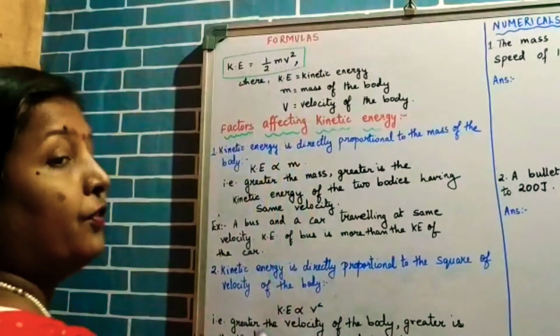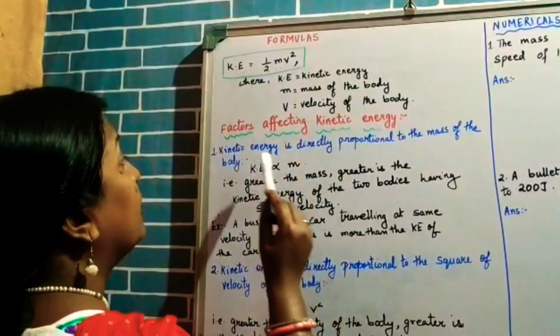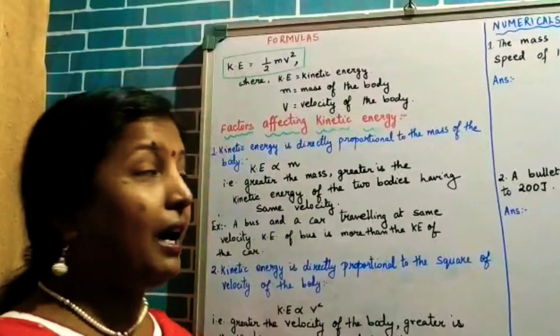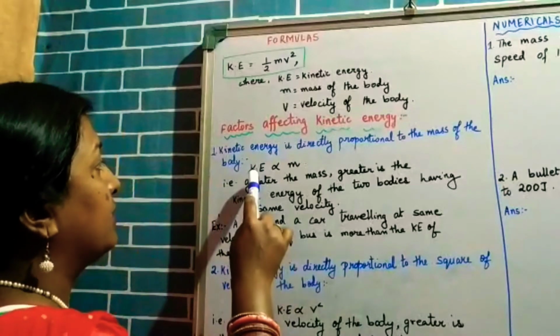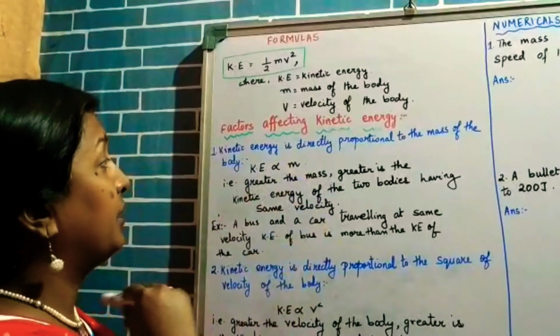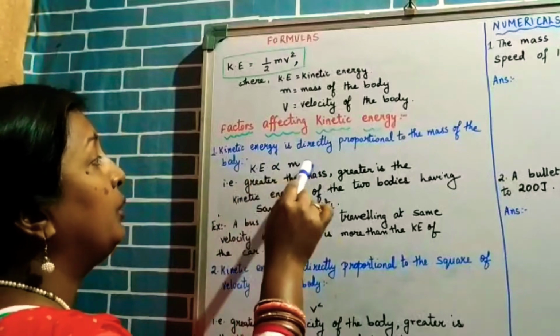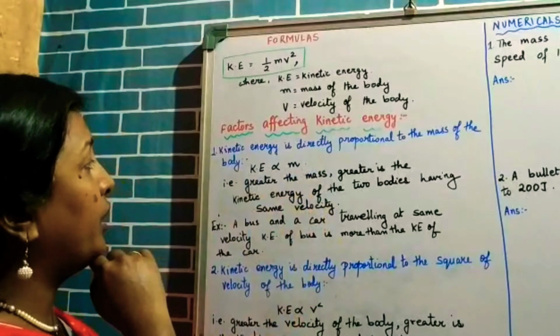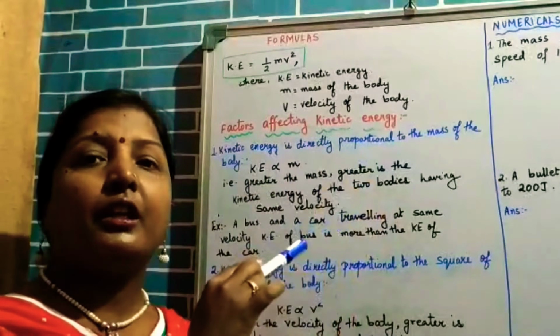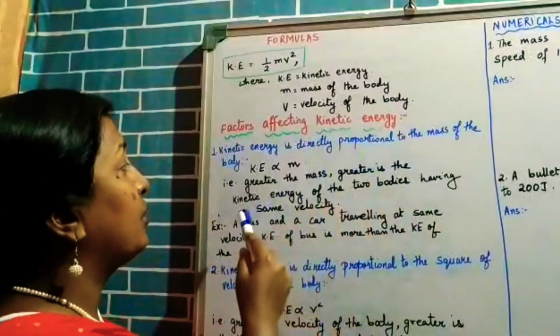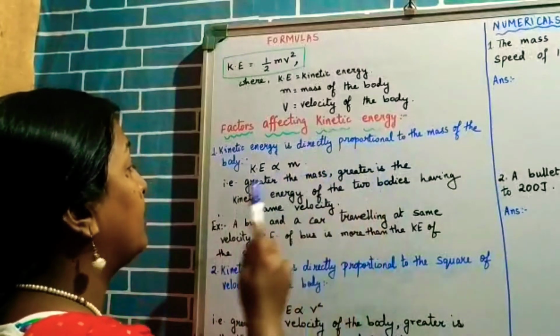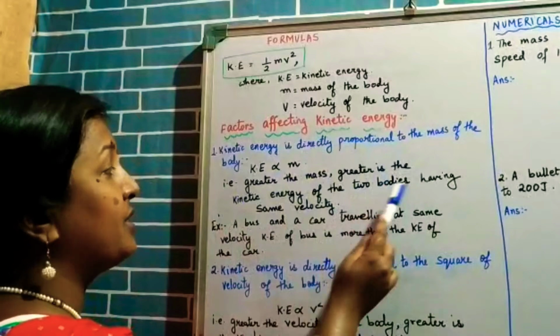So the first factor is that kinetic energy is directly proportional to the mass of the body. There is a symbolic way of writing this: kinetic energy directly proportional to m, that is the mass of the body. Now what does directly proportional actually mean? Directly proportional means greater the mass, greater is the kinetic energy of two bodies having the same velocity.